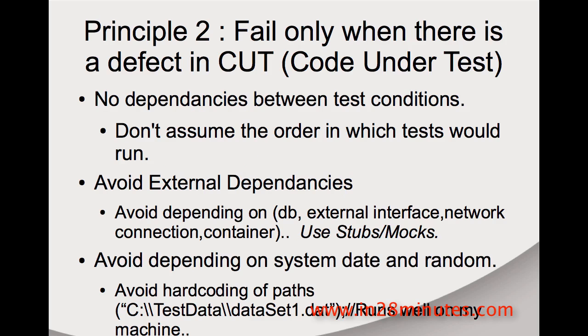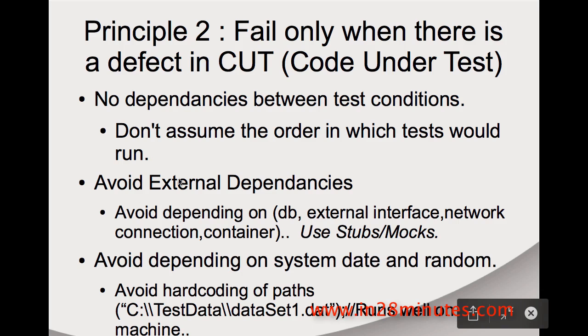Okay, the other principle that we were talking about is code should fail only when there is a defect in the code under test. The most important thing is that there should not be any dependencies between test conditions. So if there are conditions 1, 2, 3, 4, 5 being tested, you should not assume that 1 would be run first, 2 would be run next, 3 next, and so on. JUnit does not guarantee the order, and you should not assume the order in the test.